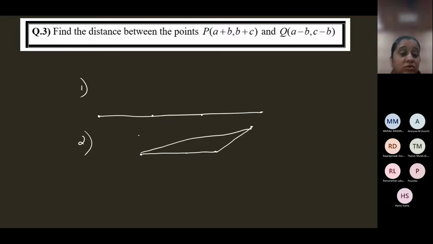Okay. So now, here, what was the problem? The problem was that 3 points are collinear. So no quadrilateral is formed. You can only form a triangle.